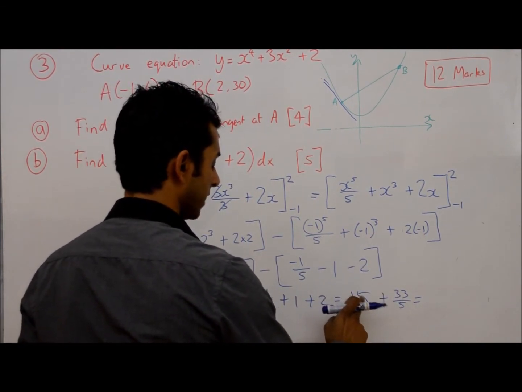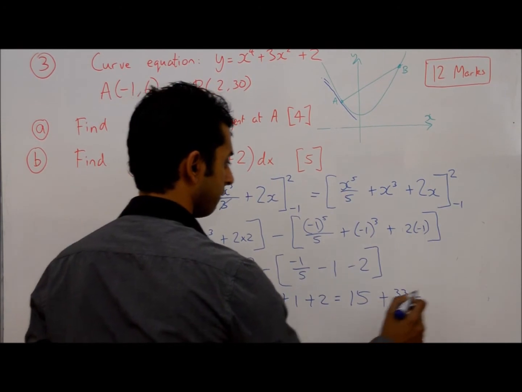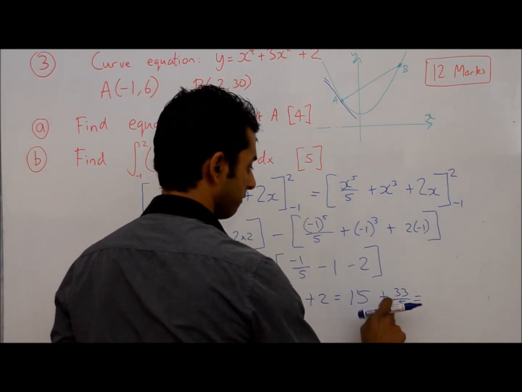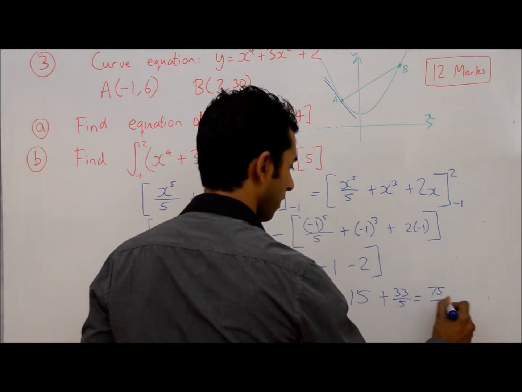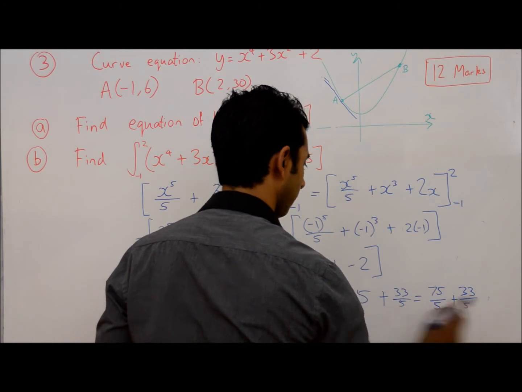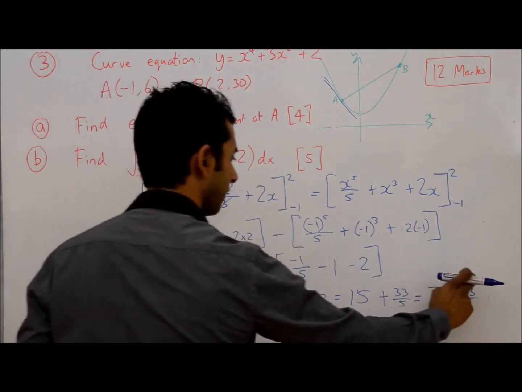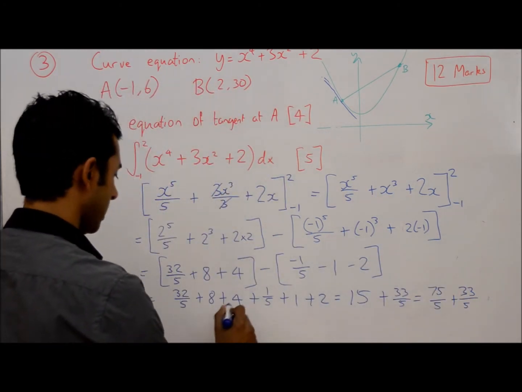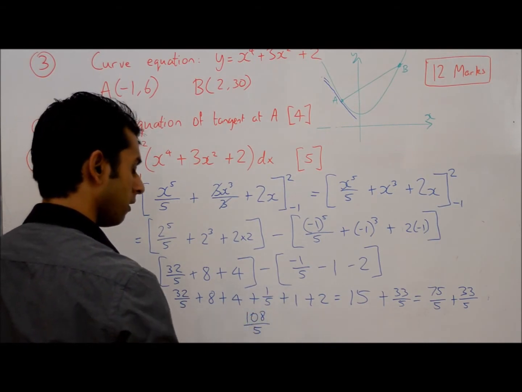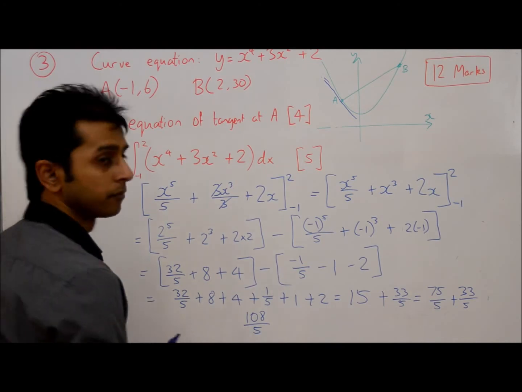So we can write this as a fraction. To write 15 as a fraction, the denominator would have to be 5. So 15 times 5 is 75 over 5 plus 33 over 5. And then if we add 75 and 33, we get 108 over 5. And that's your final answer.